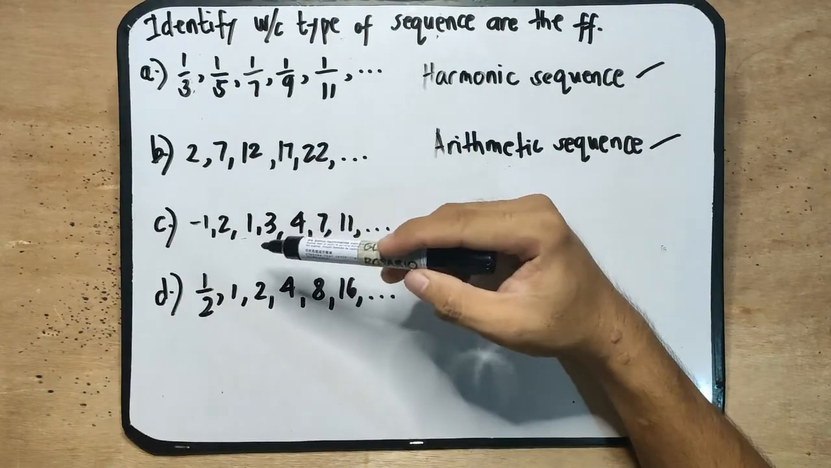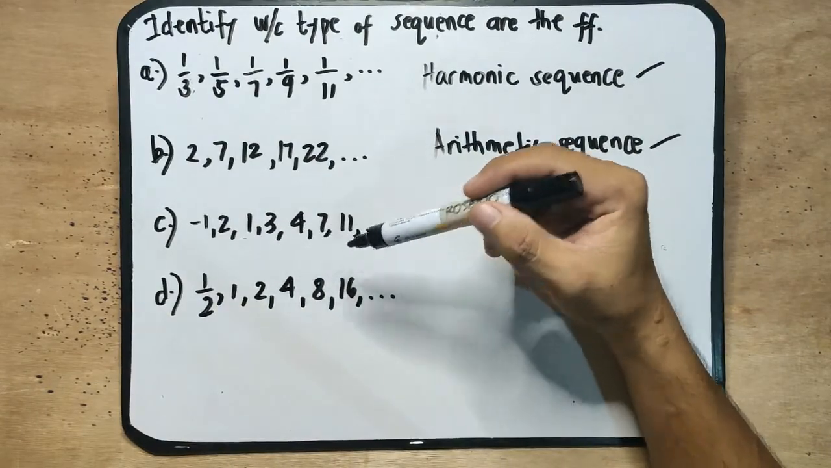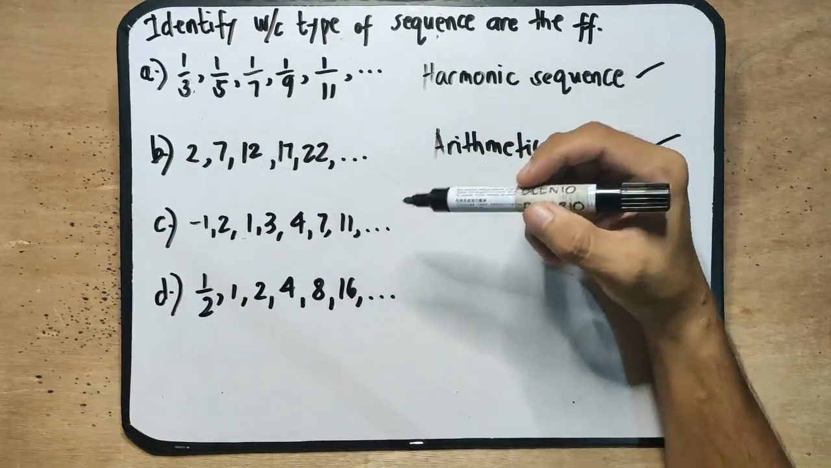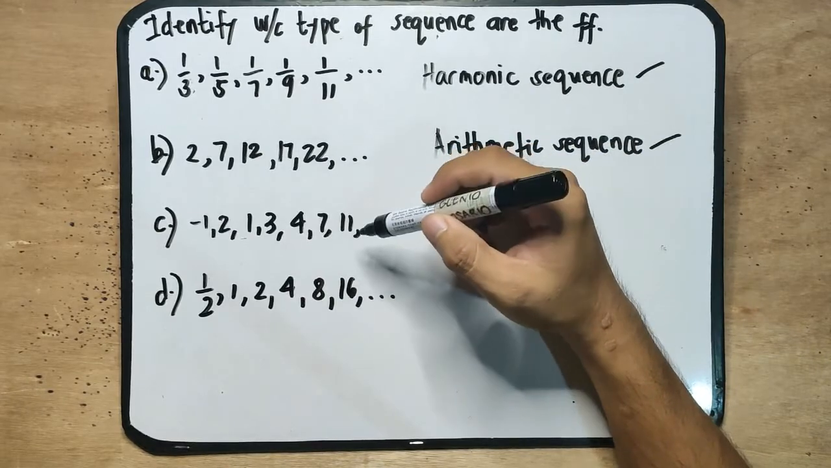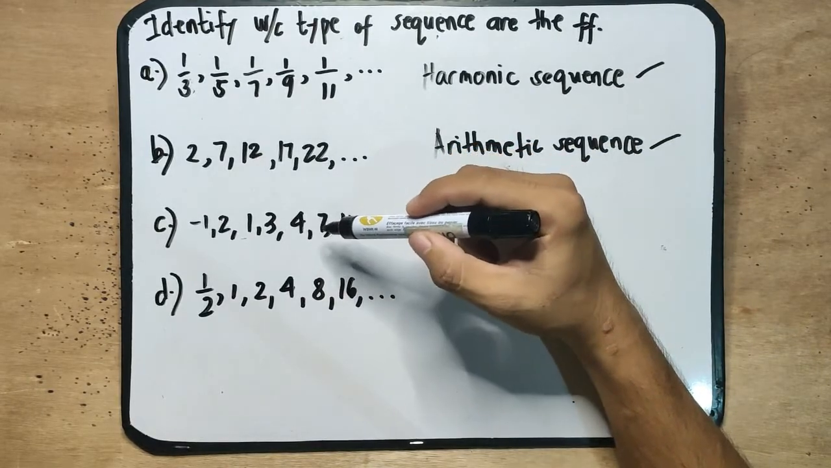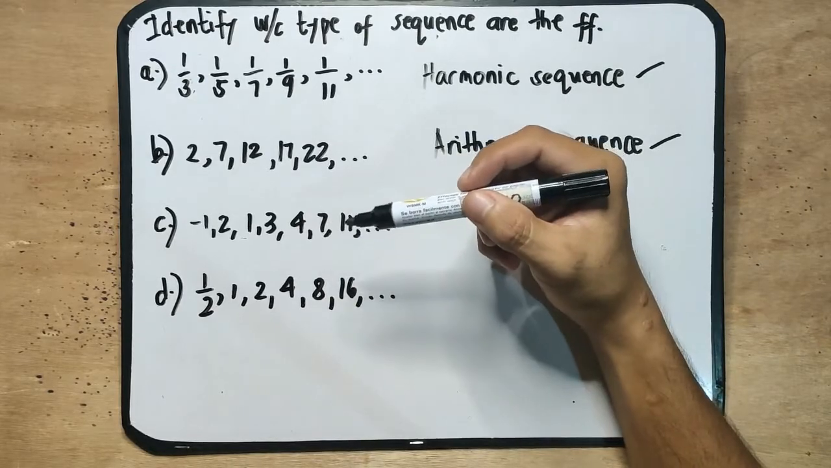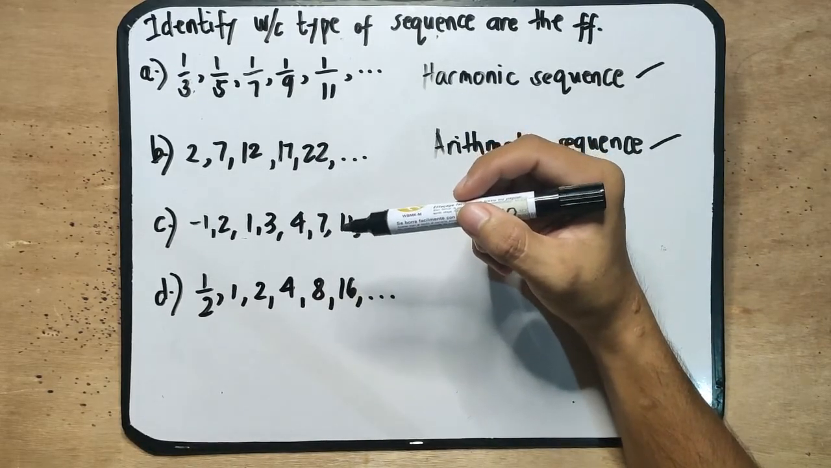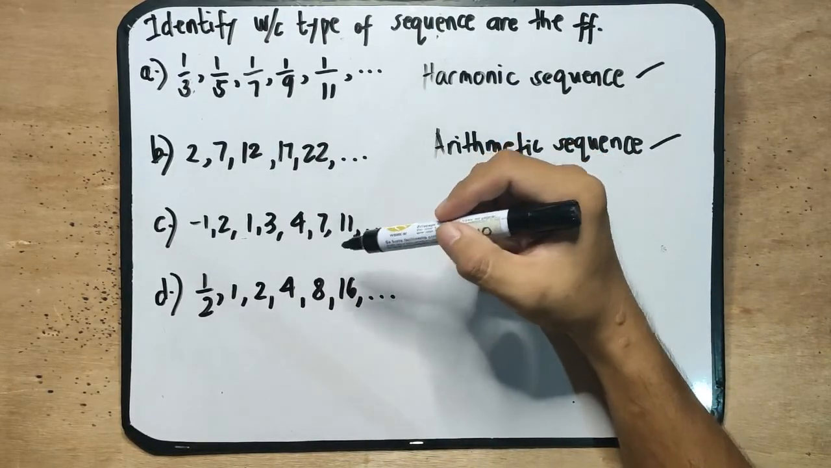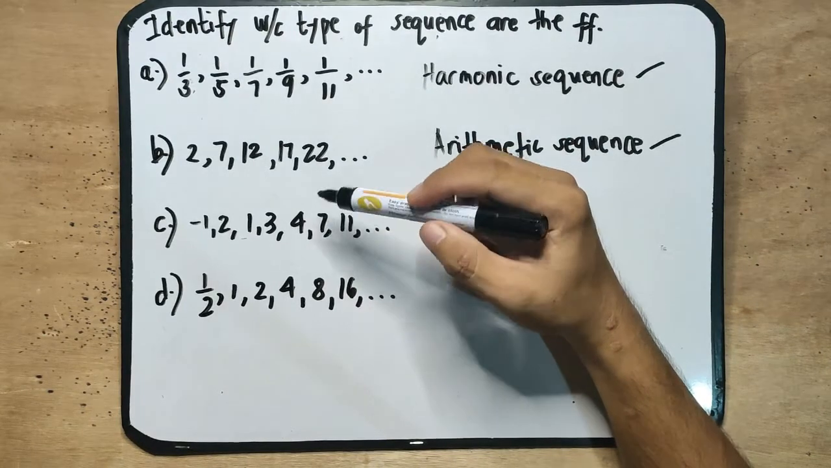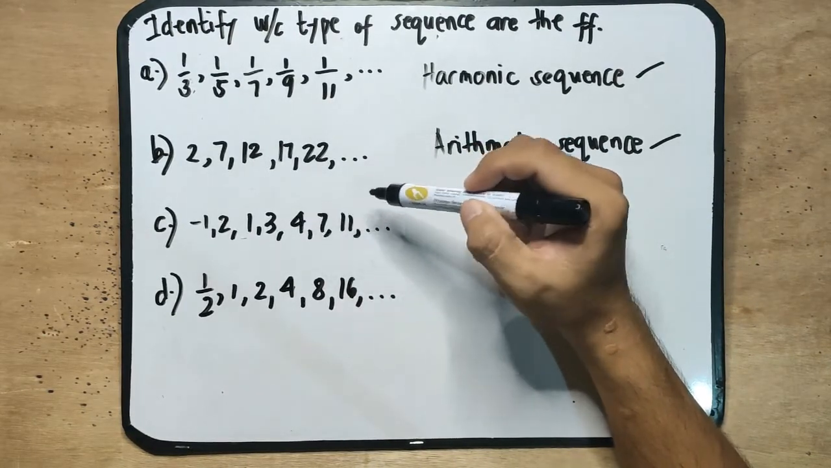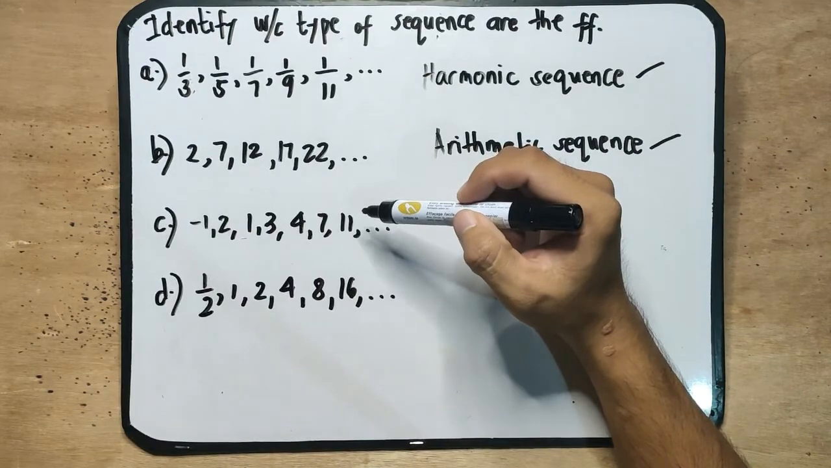Third example, we have negative 1, 2, 1, 3, 4, 7, and 11. So let's try to identify kung may common difference. We have 11 minus 7 is 4, 7 minus 4 is 3. So wala siyang common difference. Let's try to identify if may common ratio sila. So 11 divided by 7, 7 divided by 4, magkaibang value na yun. So wala silang common ratio.